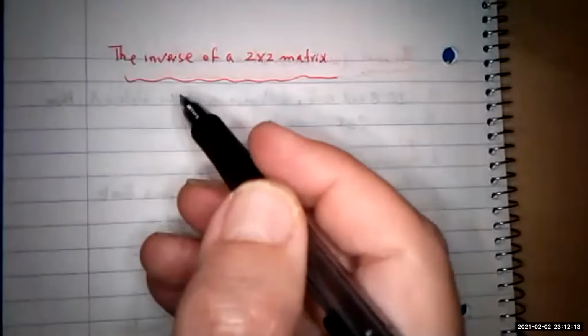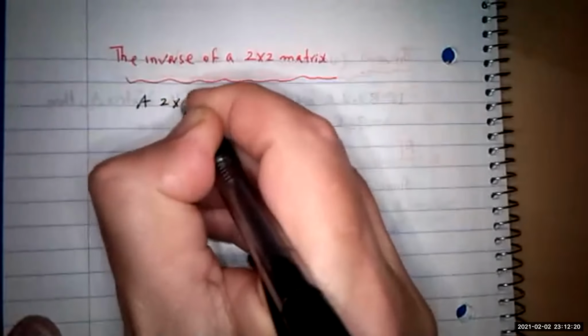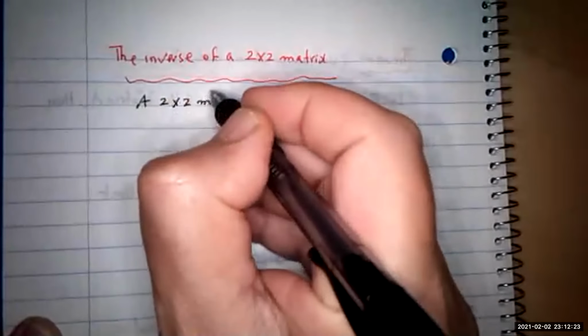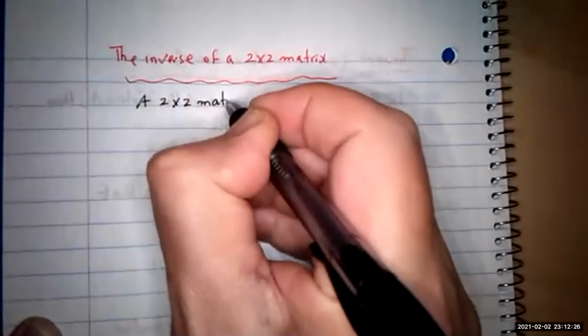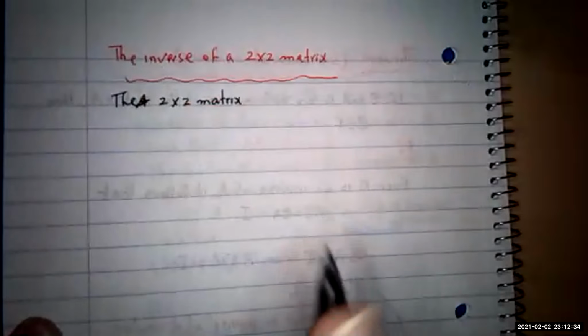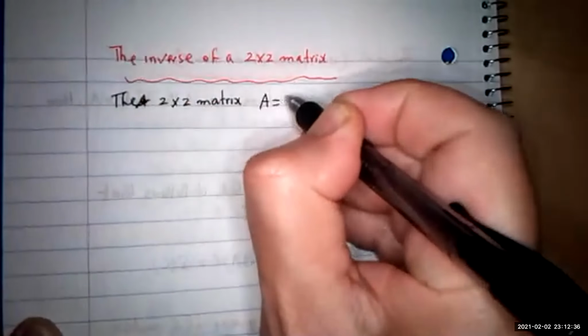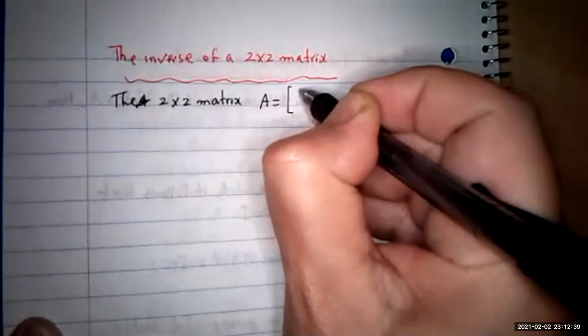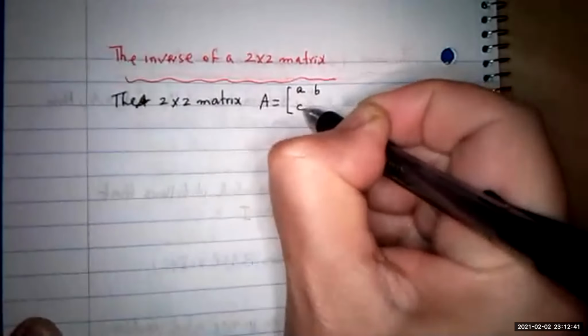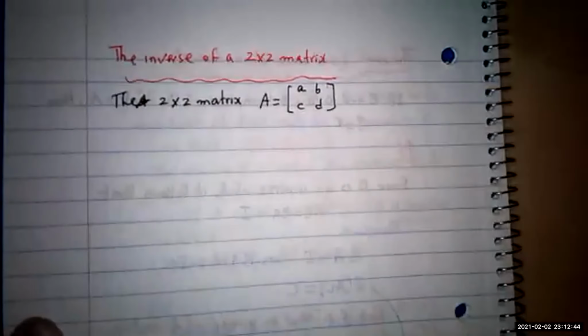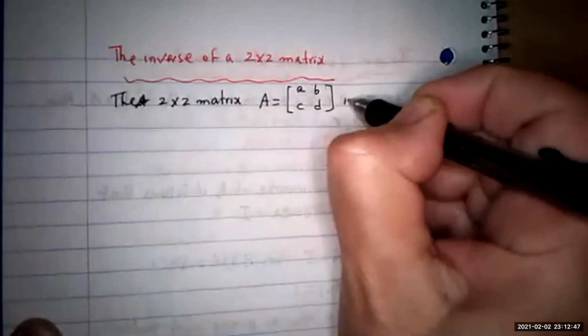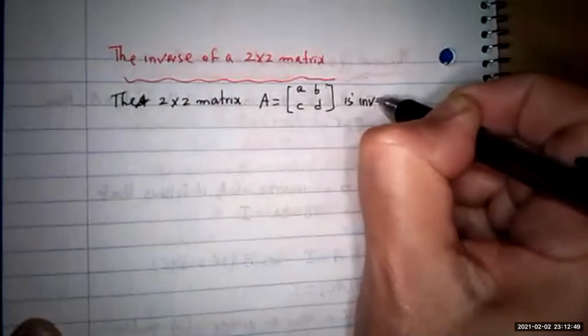So the matrix, if you like, a 2 by 2 matrix A, or let's say D, because I want to use the D for this one. The 2 by 2 matrix A equal to, I write this notation, AB, CD. This is going to be invertible.